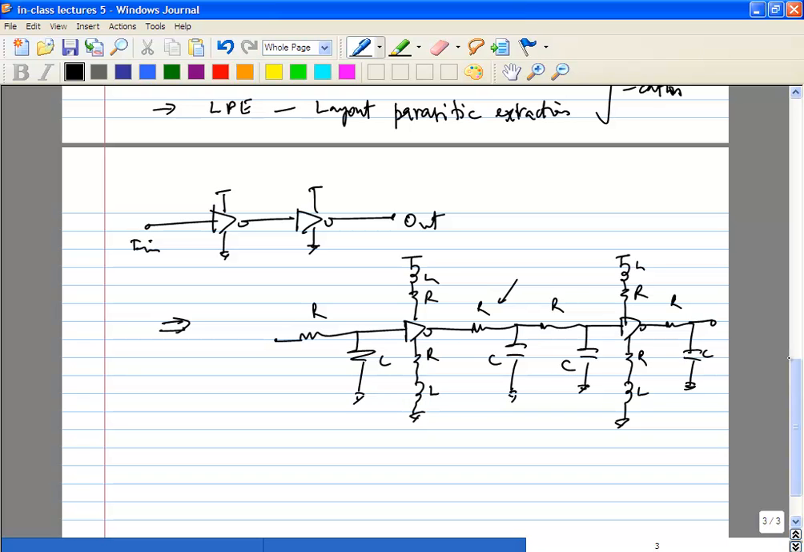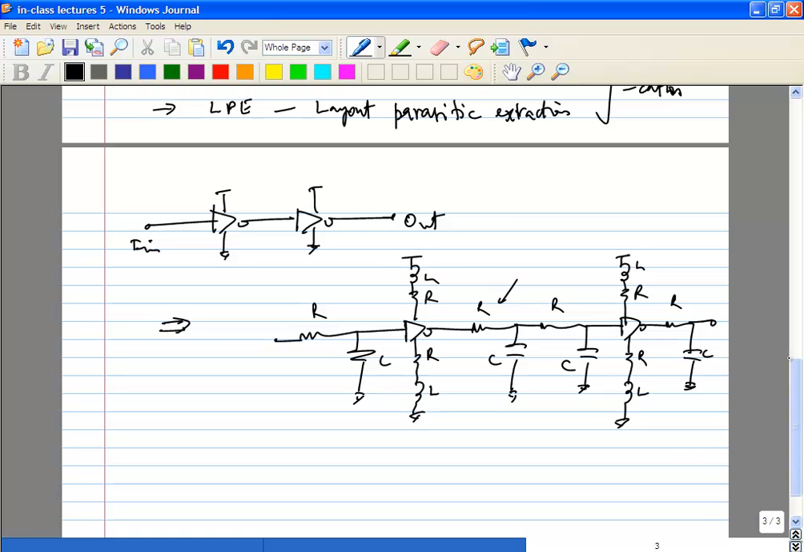This is the actual circuit you are going to measure in the lab. So you want to model those things. What the LPE tool does is it generates these parasitics for you. There are different levels. You can do just capacitance, let's say your resistance doesn't matter too much. You can just do capacitance level extraction. And then you can do RC.